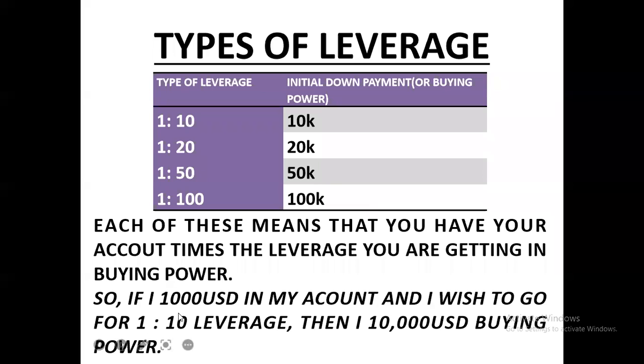That is, if I have 1,000 now and I'm able to commit that, that means the forex broker or the mortgage bank has the liberty of giving me 10,000 US dollars for me to possess to go get my property or to trade if we are working under this leverage.